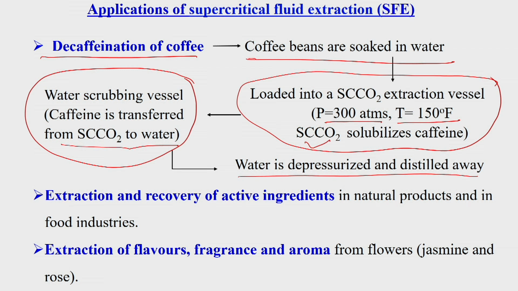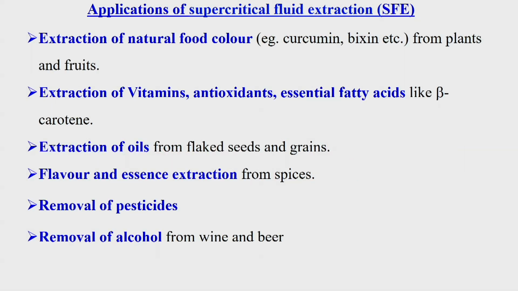Then extraction and recovery of active ingredients in natural products and in the food industries, then extraction of flavors, fragrance and aroma from flowers like jasmine and rose and so many others. Then extraction of natural food colors, like curcumin, from plants and fruits, then extraction of vitamins, antioxidants like beta carotene, essential fatty acids, etc. Then extraction of oil from flax seed and grains, flavor and essence extraction from spices also, then removal of pesticides and removal of alcohol from wine and beer.